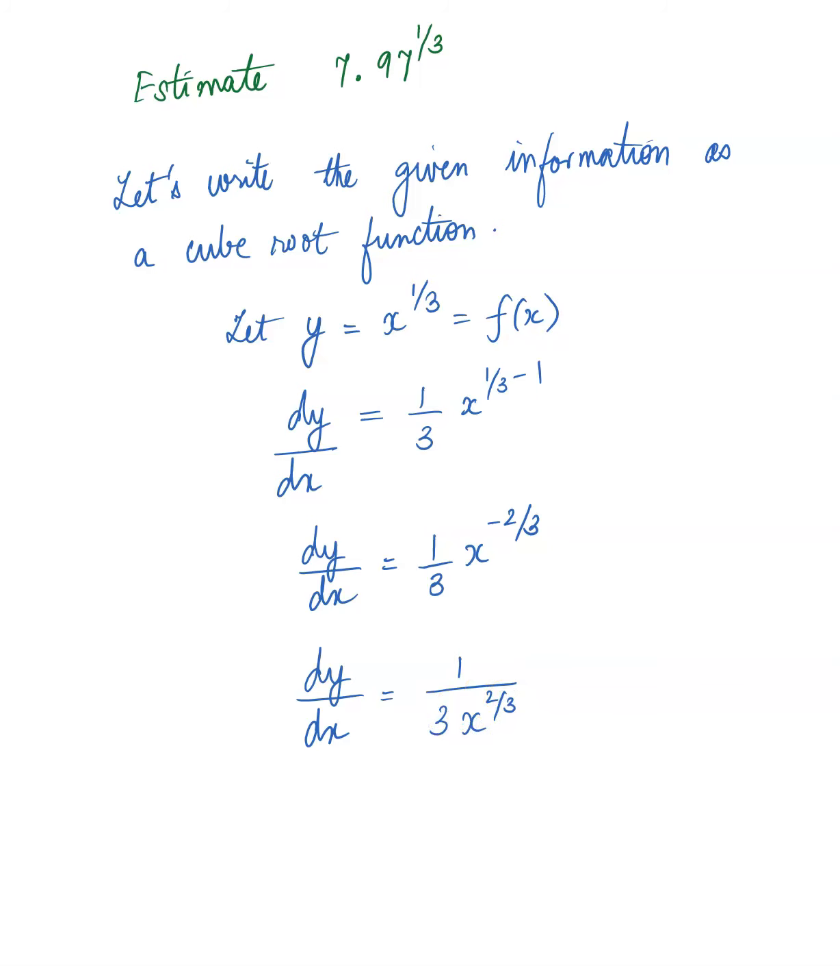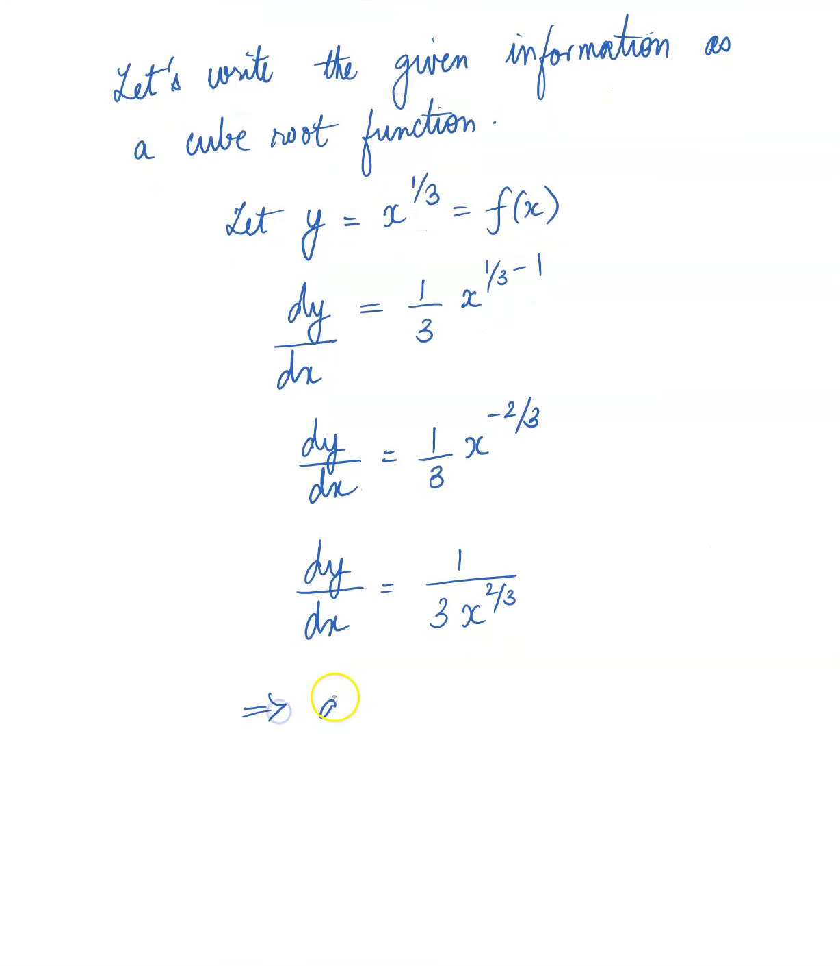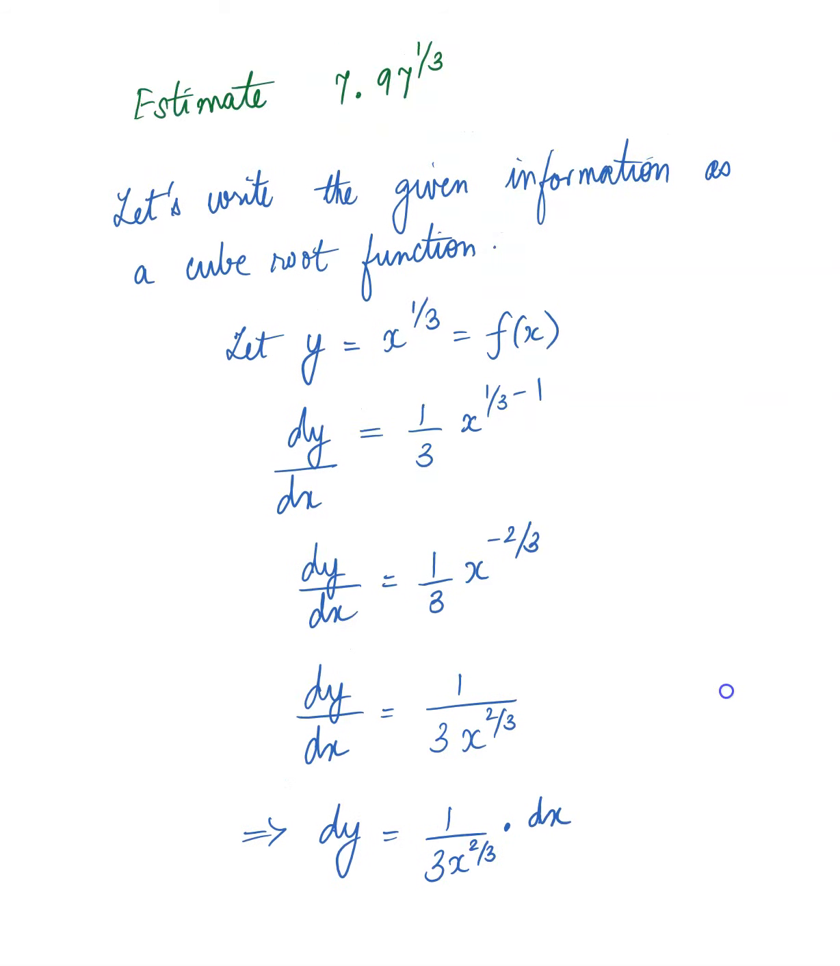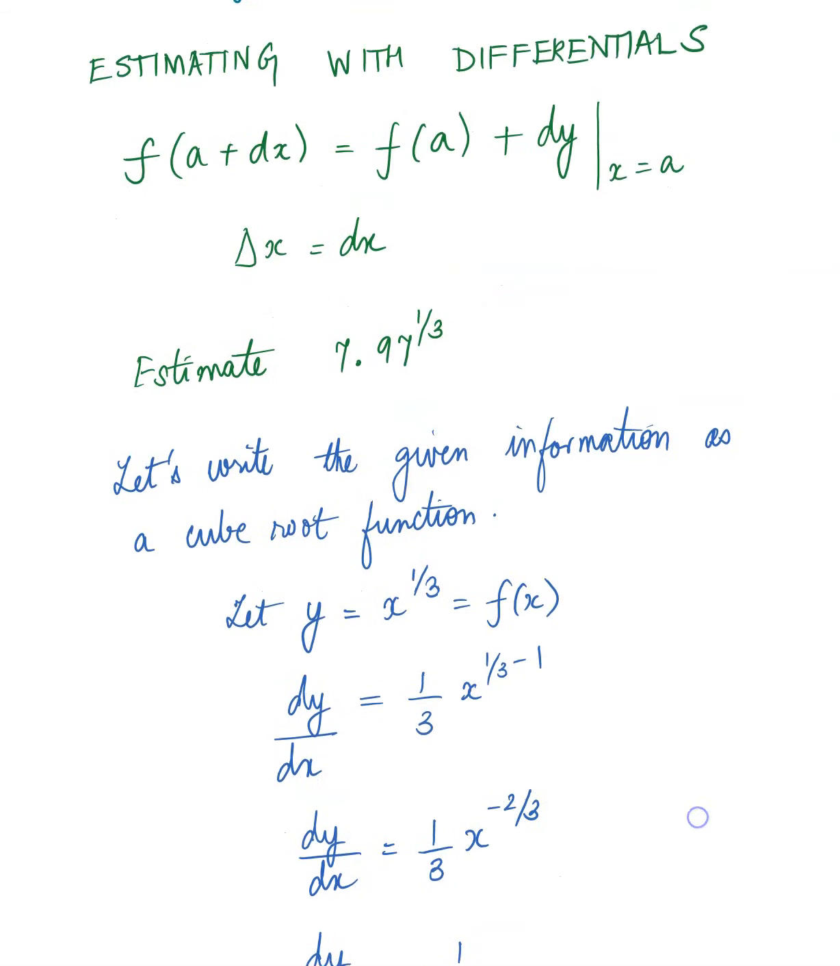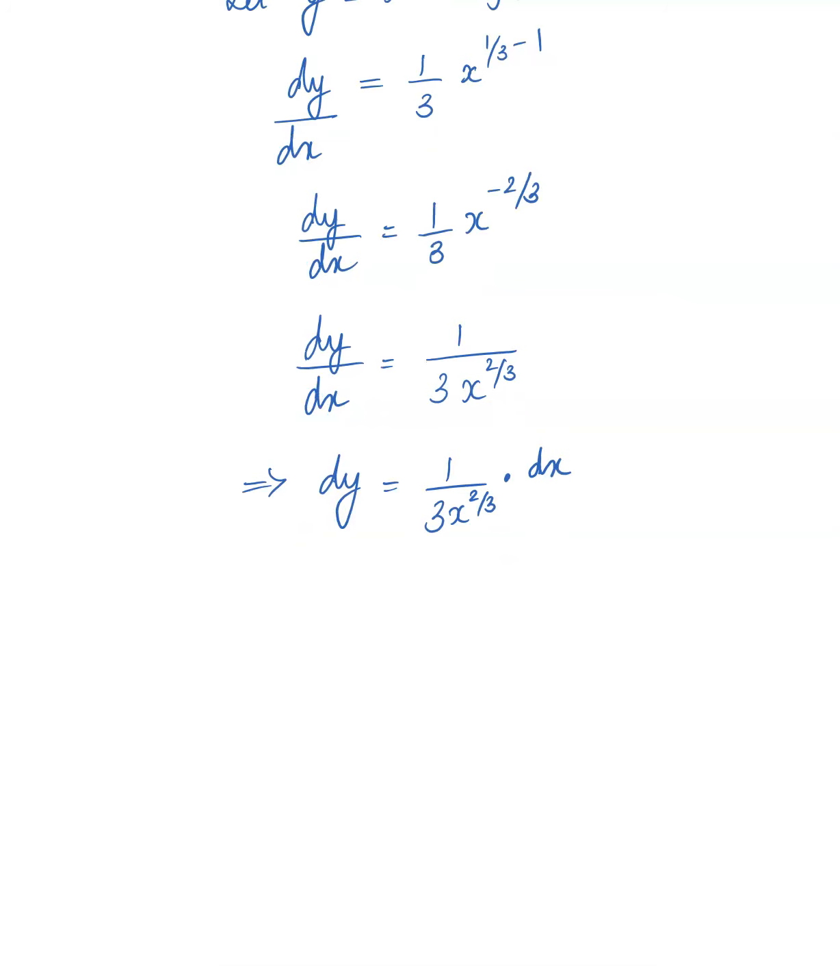Okay. Now we need to write it as a differential. So dy is 1 over 3 x power 2 over 3 times dx. You don't have to put the dot there, but I just want to show you that it's times dx. The whole idea is we have this information, so I'm trying to get the dy, and therefore I take the derivative of this function that I rewrote the original question as.